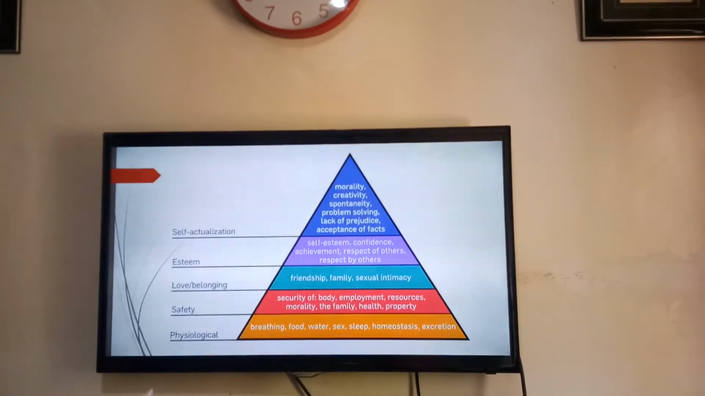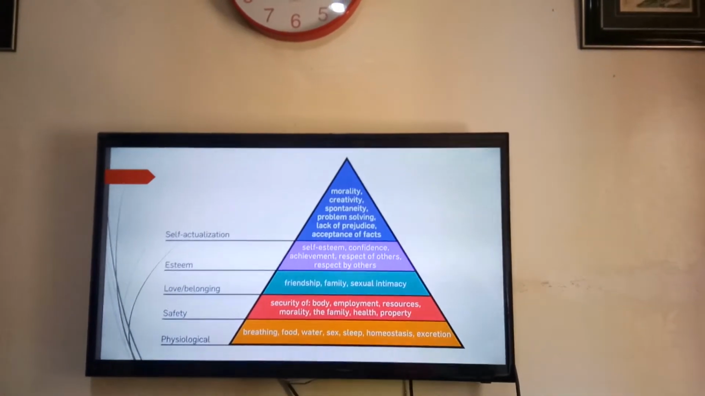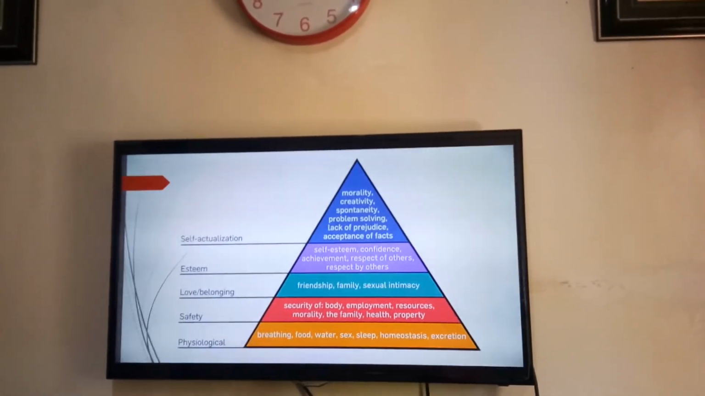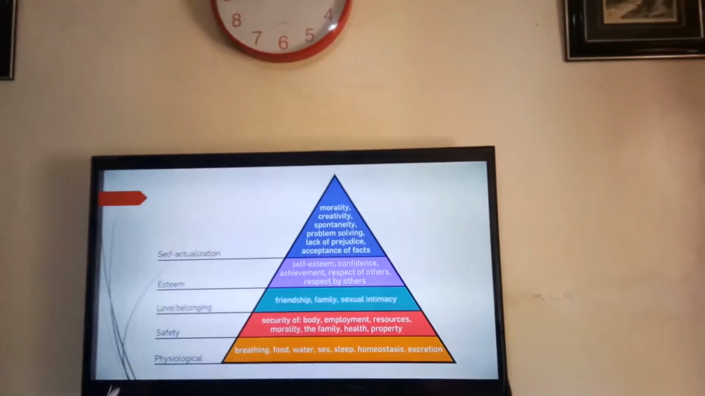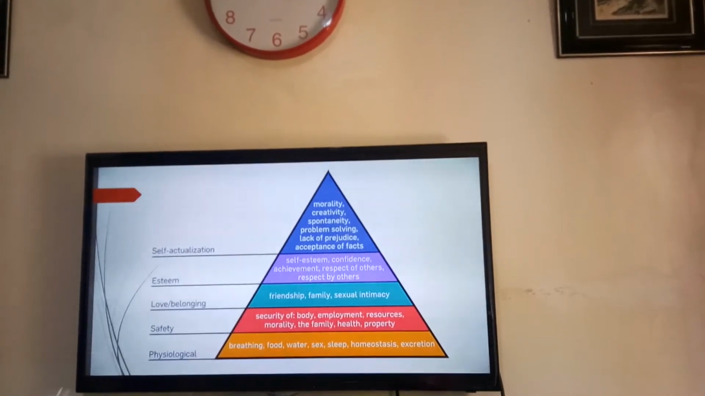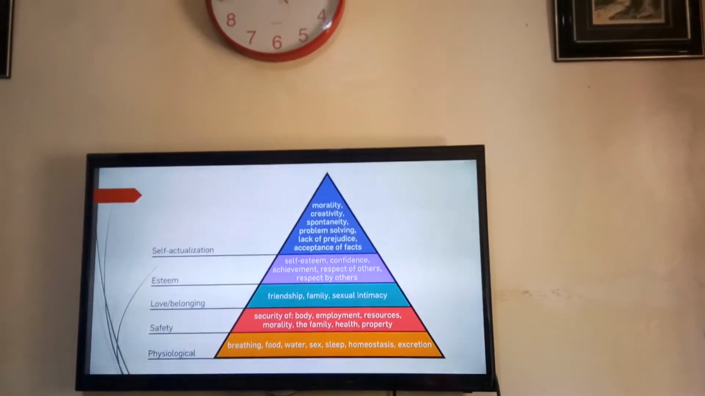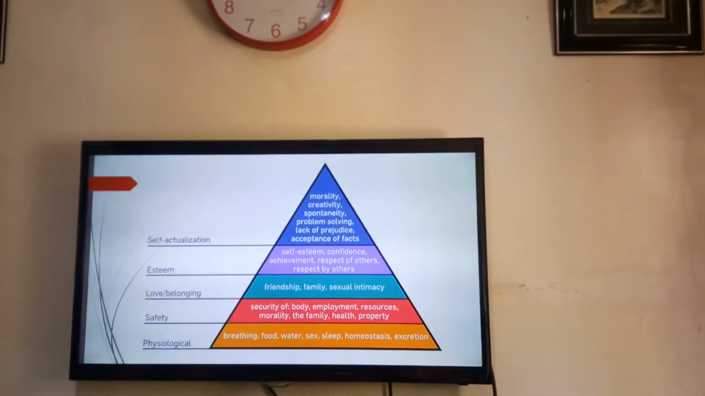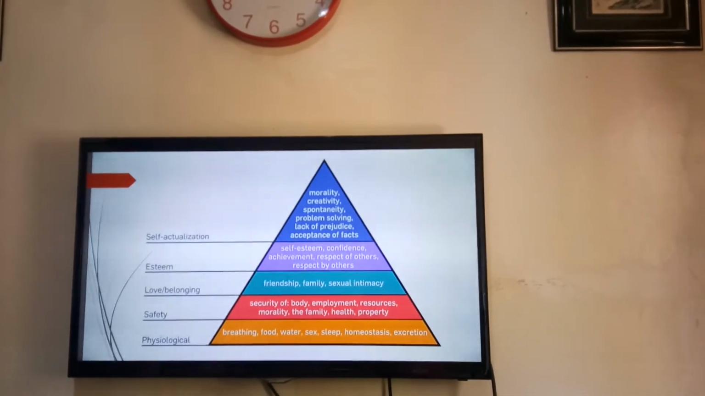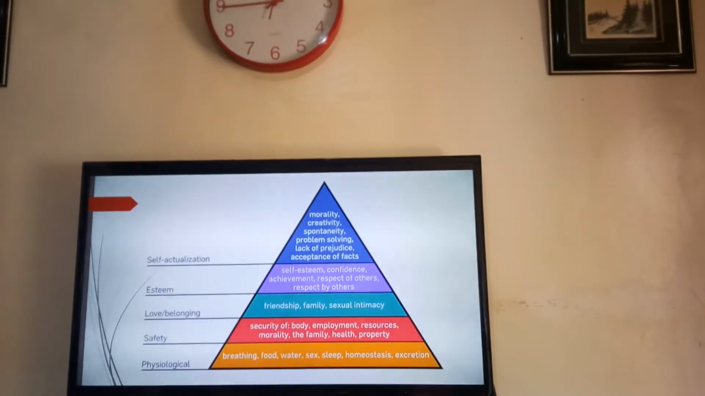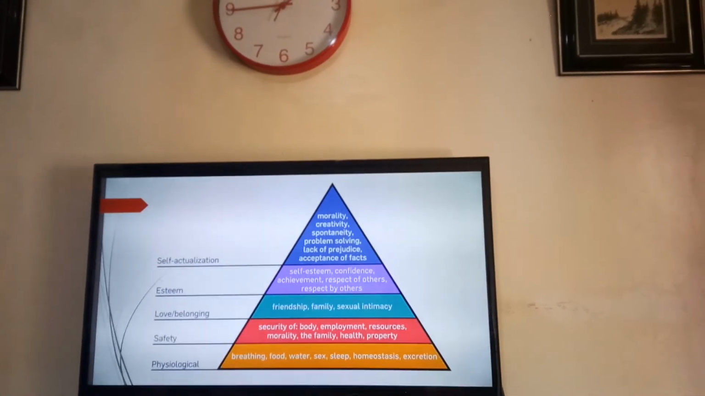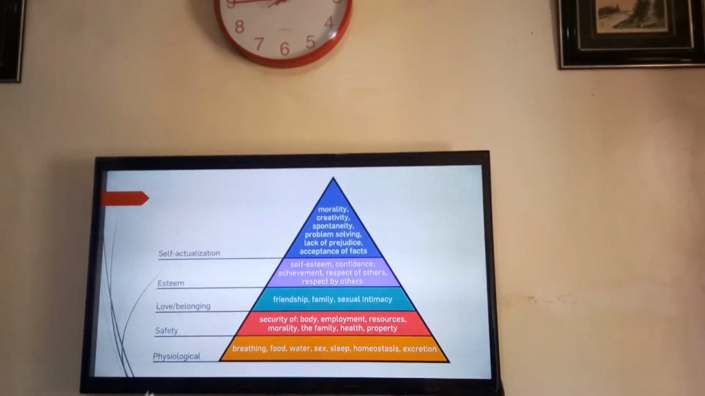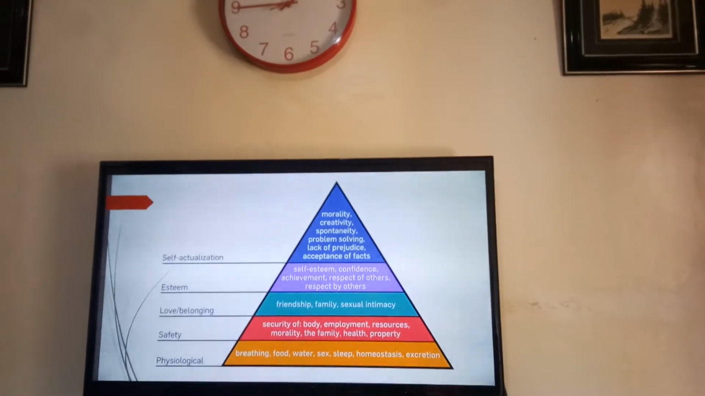Then we have love or belongingness. That is the need for association, affiliation, friendship, and so on. Then we have self-esteem. That is the need for respect and recognition. And the last is self-actualization. That is the opportunity for personal development, learning and fun, creative or challenging work. Self-actualization is the highest level need to which a human being can aspire.